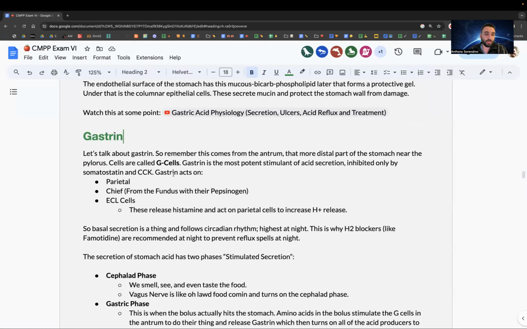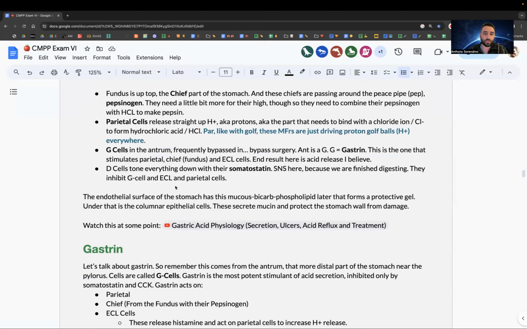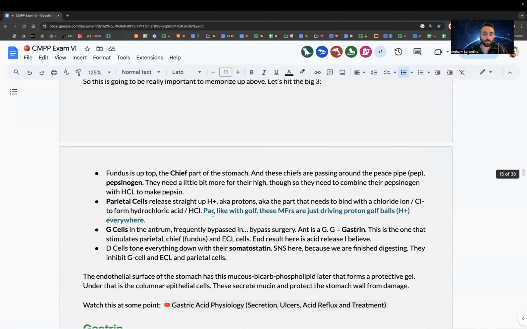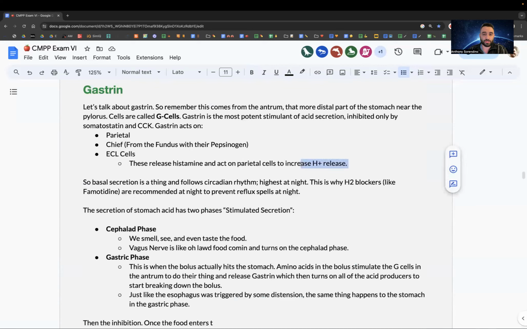So we already kind of talked about gastrin. So this, again, is big. It acts on the parietal cells, it acts on the chief cells, and it acts on the ECL cells, which release histamine. And that's going to increase the H+ release even more.